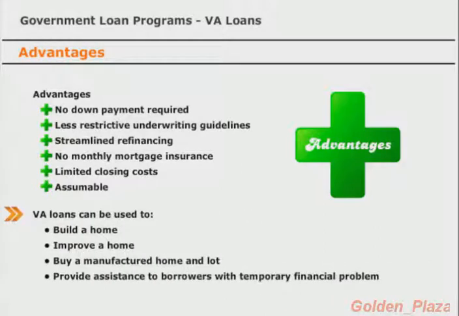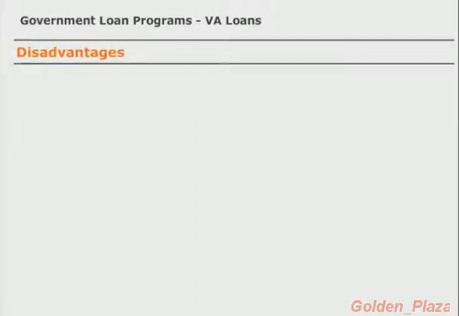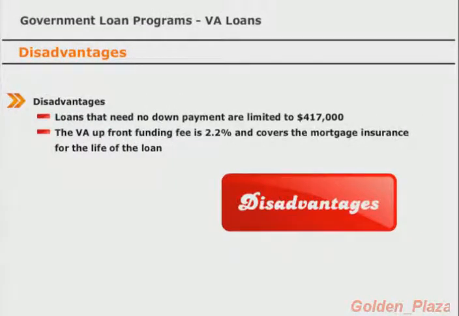VA loans can also be used to build a home, improve a home, or buy a manufactured home and lot. The VA can also provide assistance to borrowers with temporary financial problems and/or who are in danger of foreclosure. Most of the disadvantages of VA financing don't apply to many borrowers. However, veterans considering VA and other options should be aware of potential pitfalls in financing with the VA mortgage.